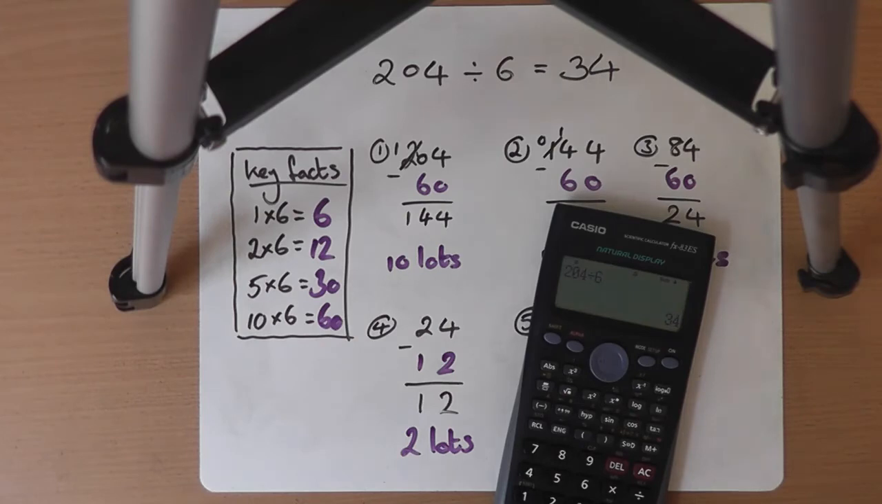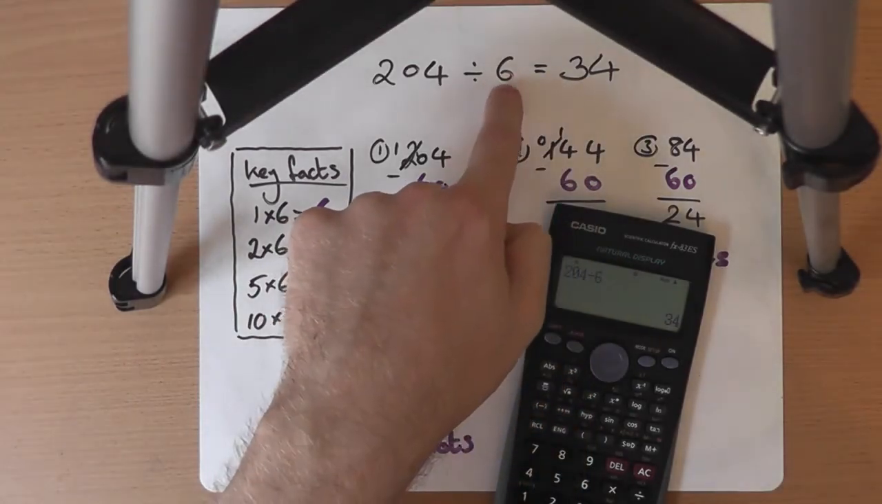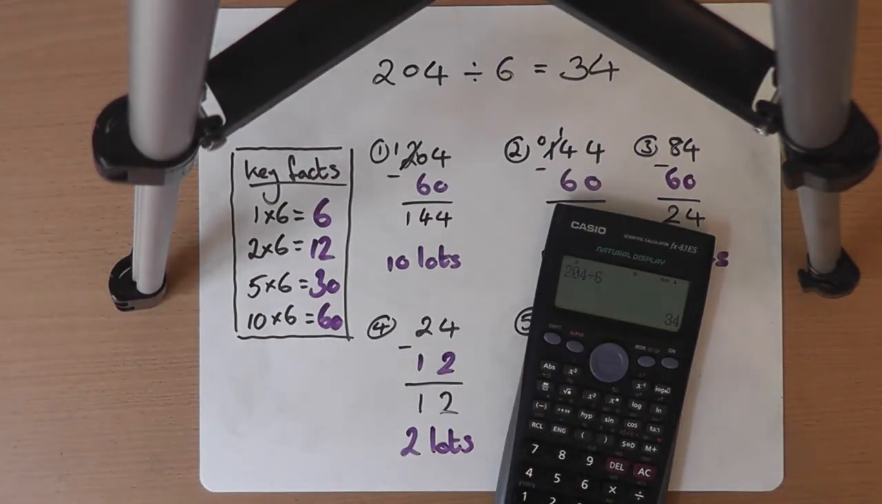We reckon that 34 lots of 6 give us 204, so we could work that out. We could just off to the side somewhere work out 34 times 6, however we want to work it out. 6 lots of 34, 34 lots of 6, we should get 204 as well.